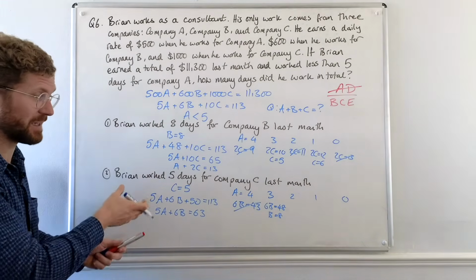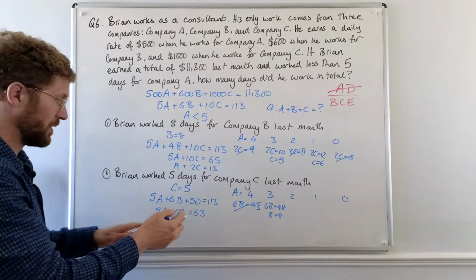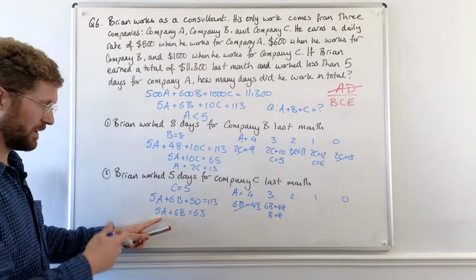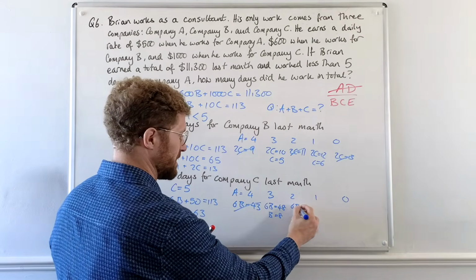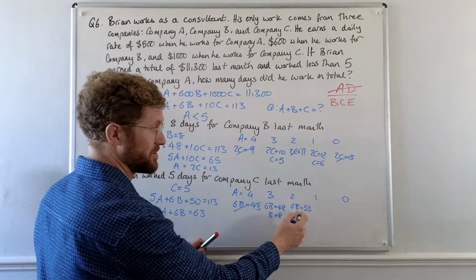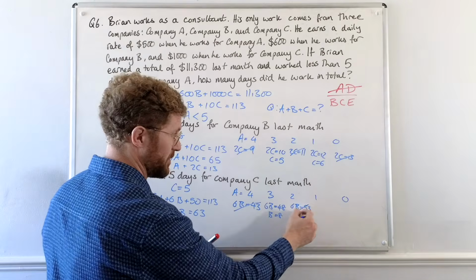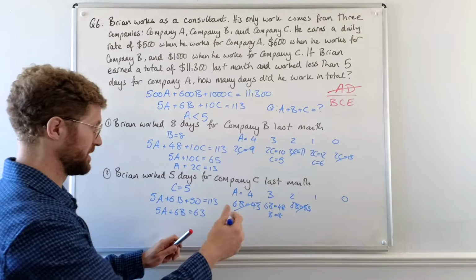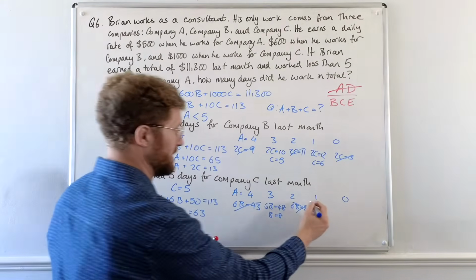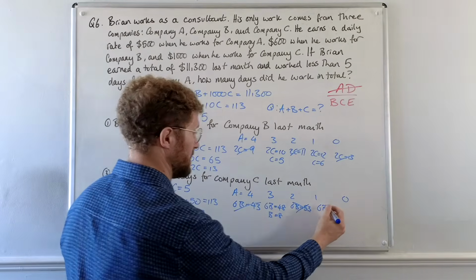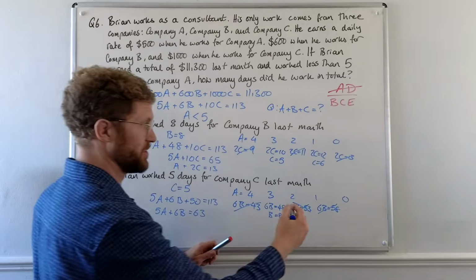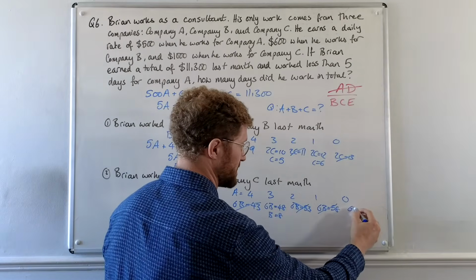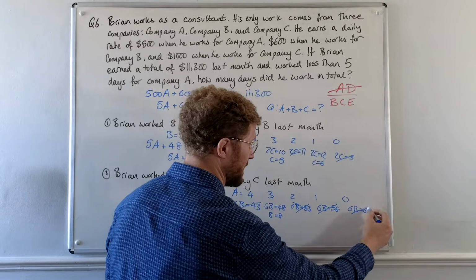I just need to see if anything else is going to give me a solution. When A is 2, 5A is 10, 63 minus 10 is going to be 53. So 6B is equal to 53. That's not going to give me a whole number answer for B, so that's not going to give me a solution. When A is 1, then 6B would equal 58, that's not going to give me a whole number solution. And finally, when A is 0, 6B is going to be 63, and that's not going to give me a whole number solution.